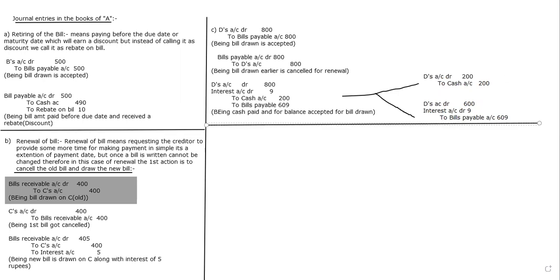Now, what is the next one? A debit. E's acceptance for 500 endorsed in favor of F. Dishonored. F paid 10 as noting charges, then paid F by check and accepted from E another bill for the amount due plus interest of 15 rupees. So this is a very long one.